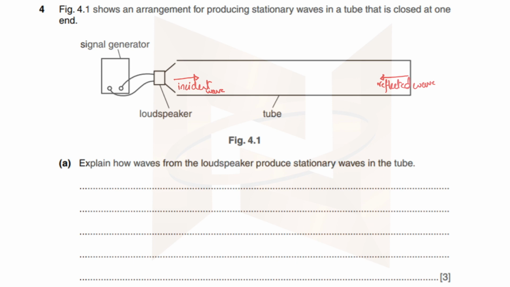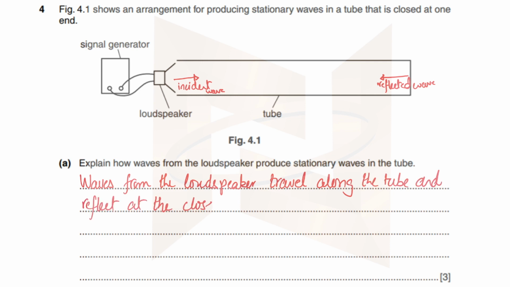And that's the answer. So waves from the loudspeaker travel along the tube and are reflected at the end of the tube. The incident wave and the reflected wave travel in opposite directions and overlap, which causes a stationary wave to be produced.